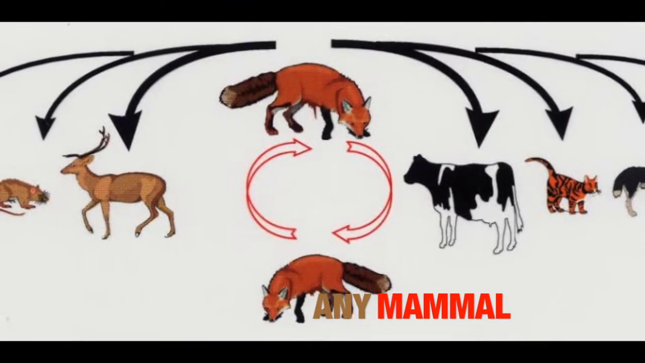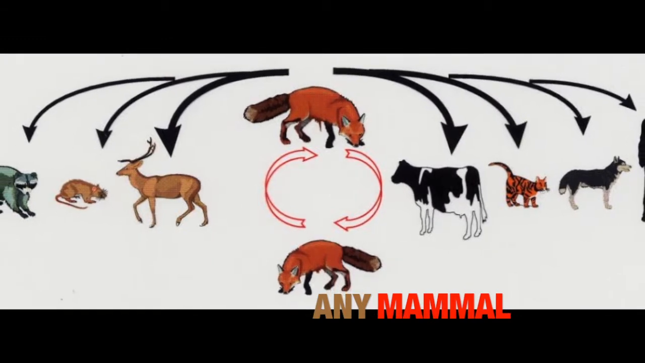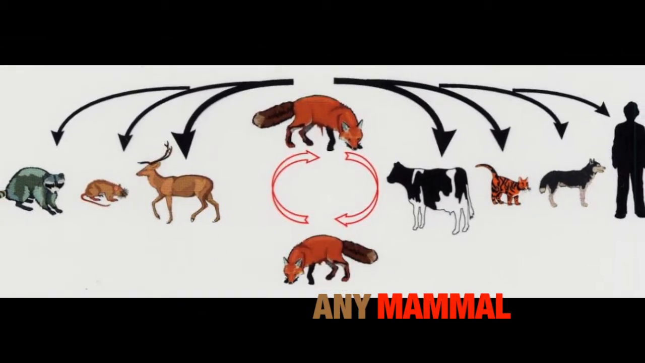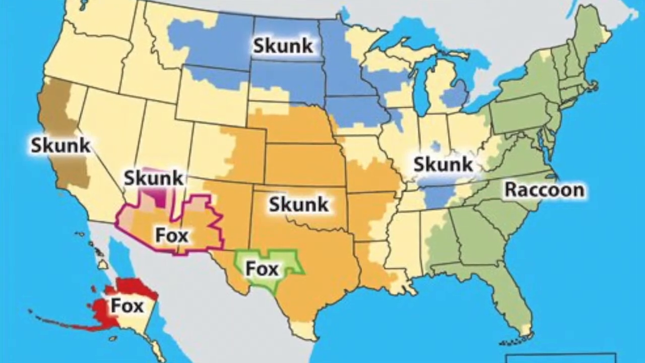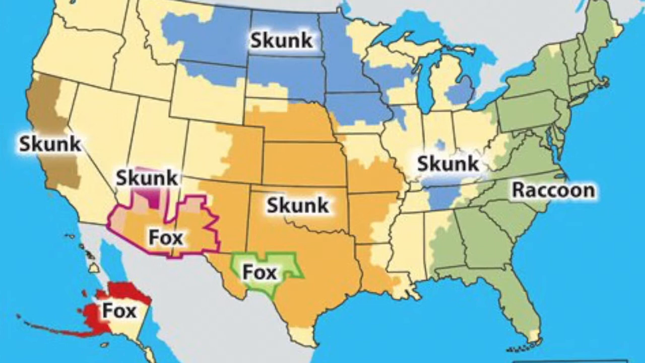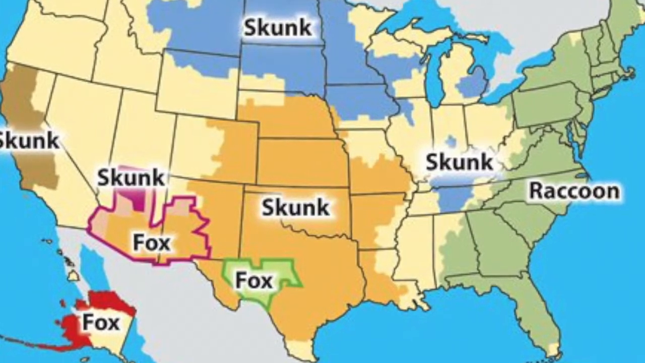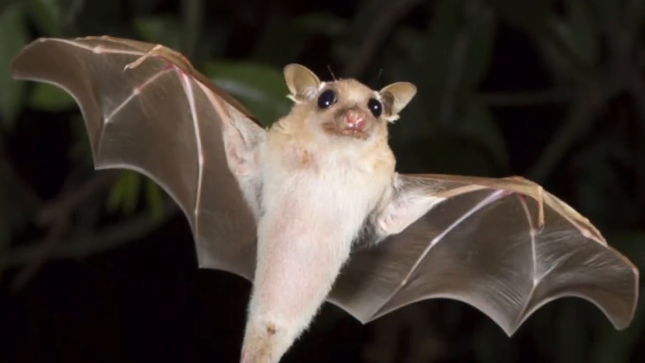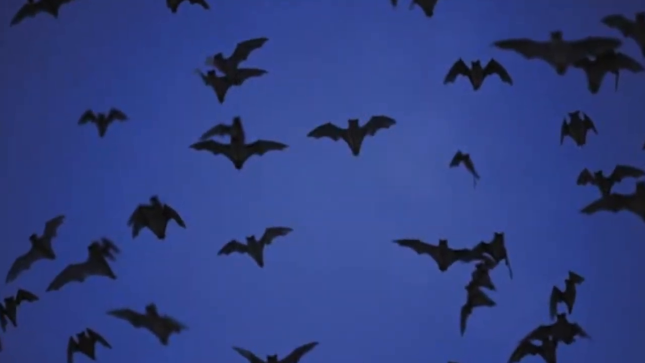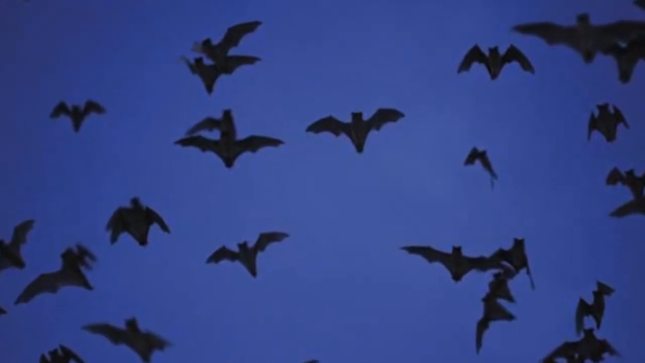Rabies is not a picky disease. Any mammal can get rabies. It infects a wide range of hosts. In North America, rabies is most commonly found in wildlife like raccoons, skunks, bats, and foxes. More than 30 species of bats are capable of spreading rabies.